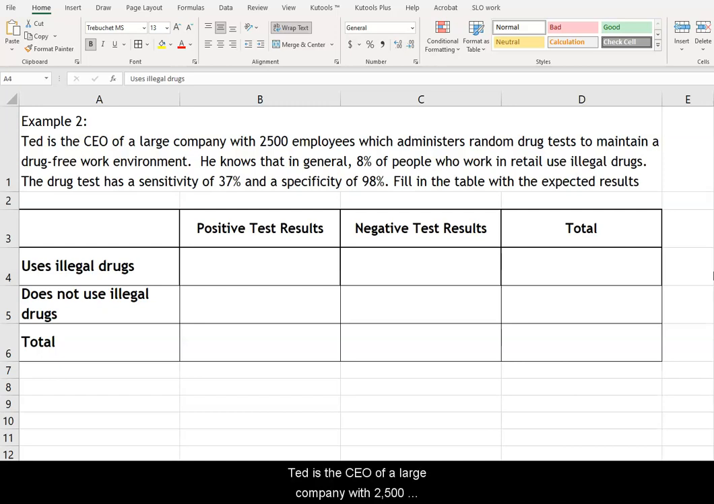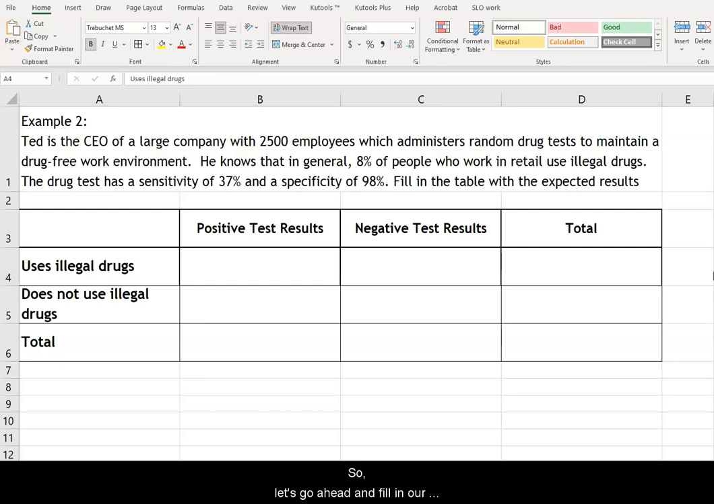Ted is the CEO of a large company with 2,500 employees, which administers random drug tests to maintain a drug-free work environment. He knows that in general, 8% of the people who work in retail use illegal drugs. The drug test has a sensitivity of 37% and a specificity of 98%. Fill in the table with the expected results.